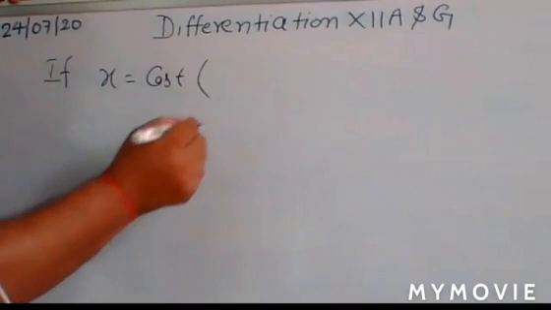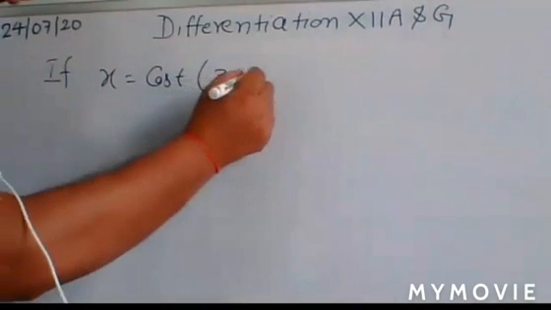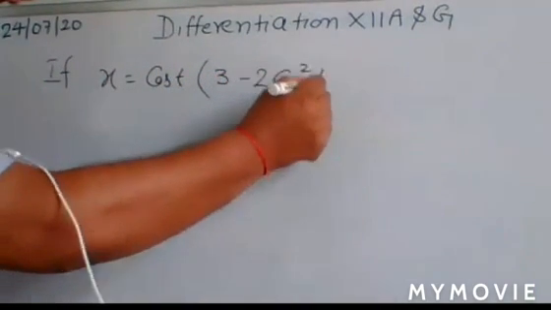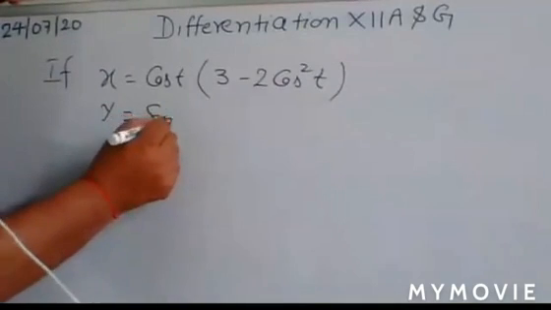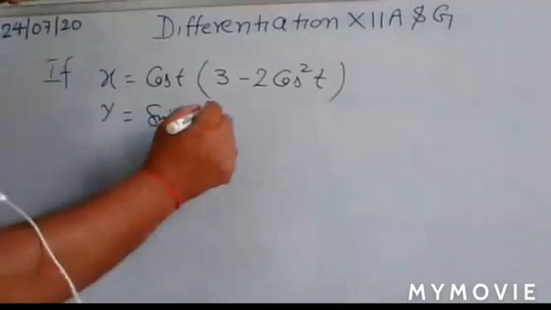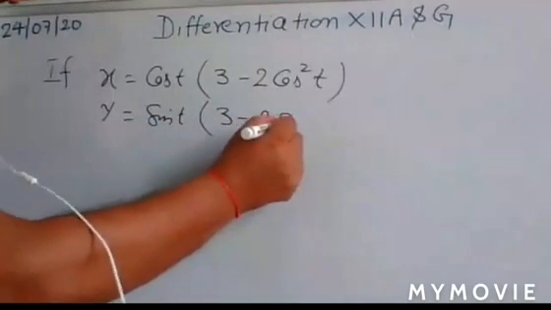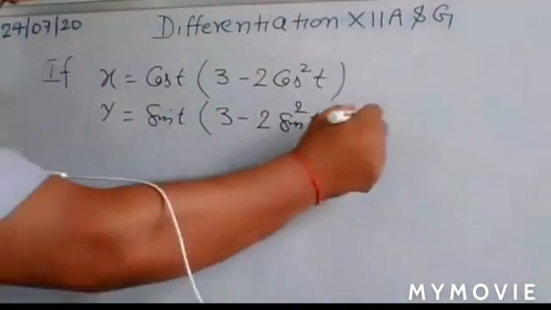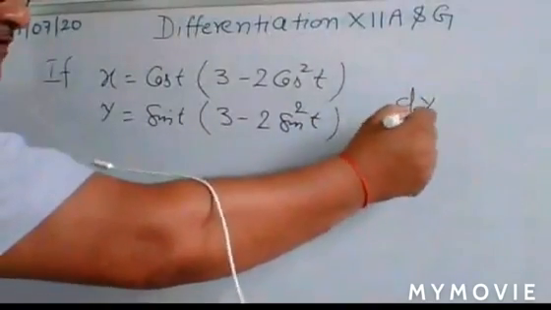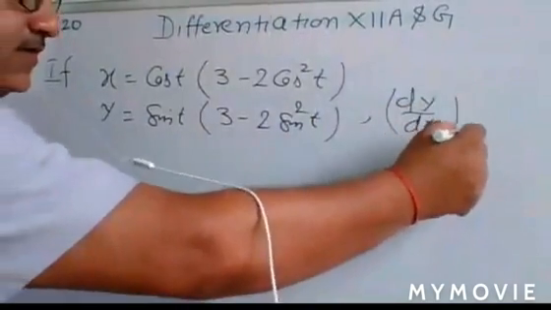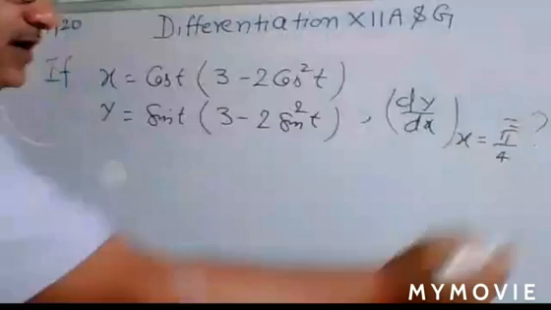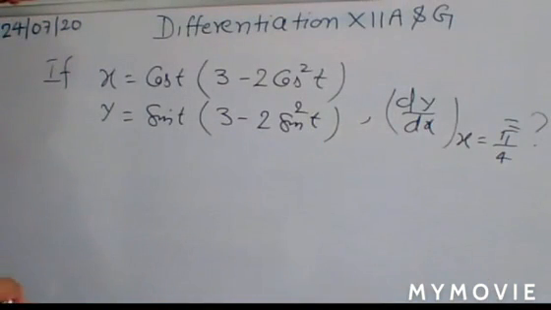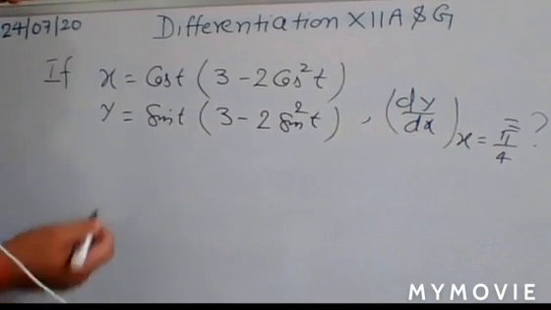If x is equal to cos t into (3 minus 2 cos square t), and y is equal to sin t into (3 minus 2 sin square t), you have to find the value of dy by dx at x is equal to pi by 4. Your parameter is t, so you have to differentiate with respect to t.